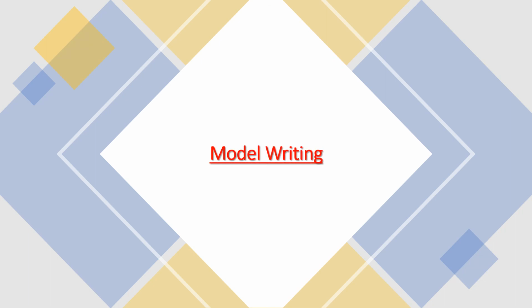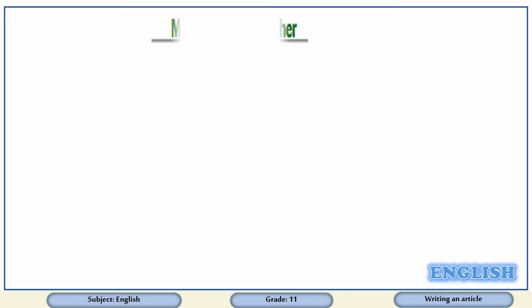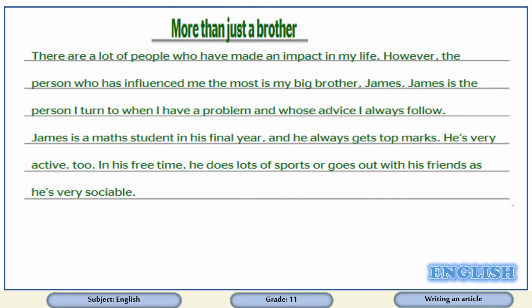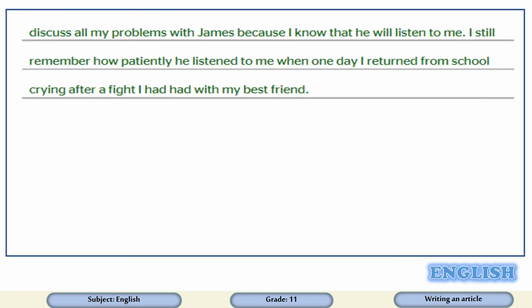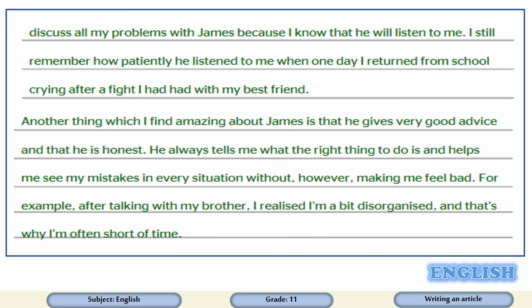Here is a model writing that has been done for you. Dear students, please read the model writing very well. Try to make use of the information. Try to analyze each part and each paragraph in order to help you to compose your own article. Here is the article describing a person. As you can find out, I'm going to write an article about my brother. So the title is More Than Just a Brother. Here is paragraph 1, paragraph 2, paragraph 3, and paragraph 4.